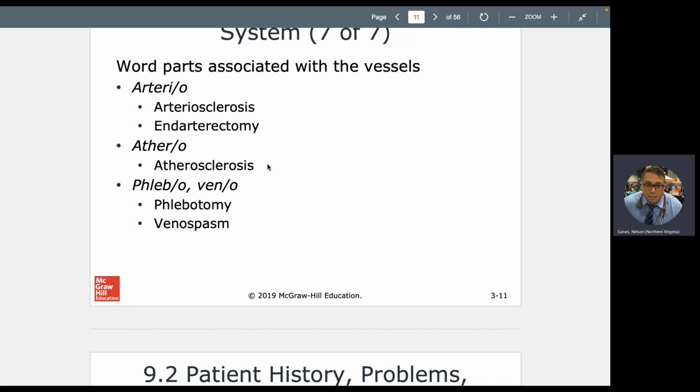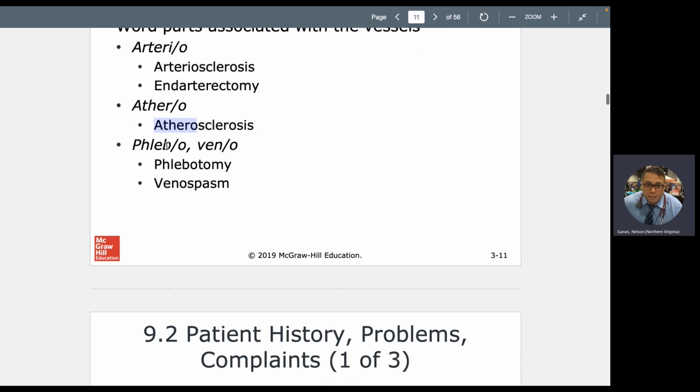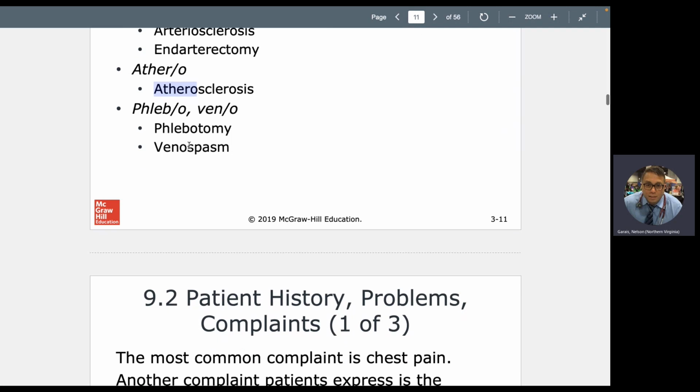Now, athero is different than arterial. Arterial means artery, but athero means fatty plaque. And fat is long standing in your body. It calcifies and gets hardened, and hence the term sclerosis, abnormal condition of hardening of that fatty plaque, and that's a really bad thing.